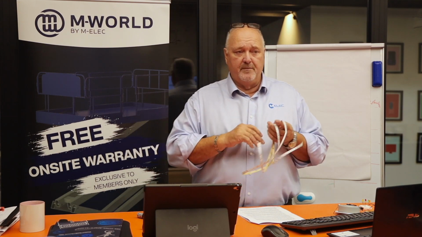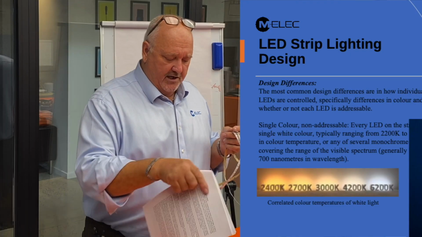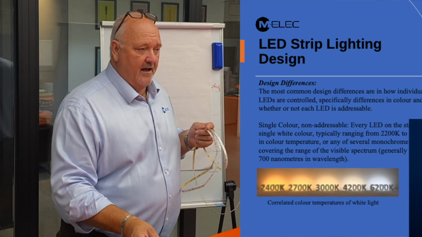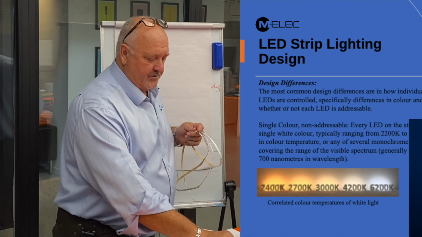Okay, so single colour, which this is, single colour, non-addressable. Every LED, ranging from 2200K up to 6500K, will all operate at the same time. Okay, we've got a bit of a chart there that you can see, showing the correlated colour temperatures.